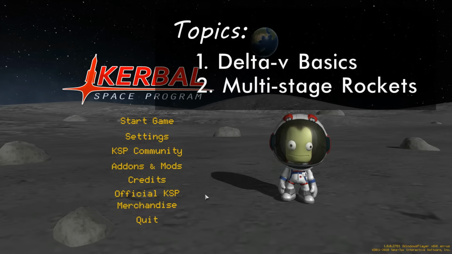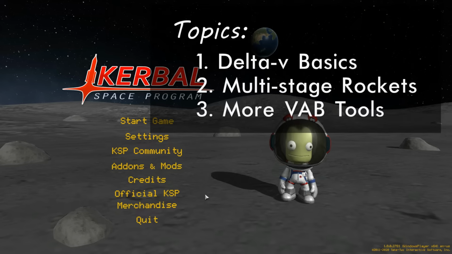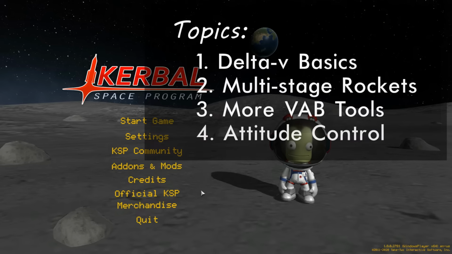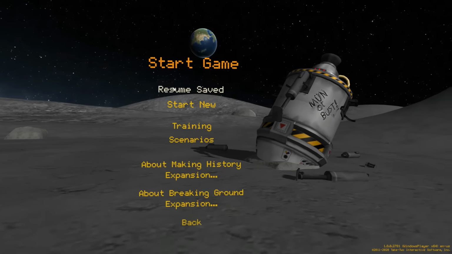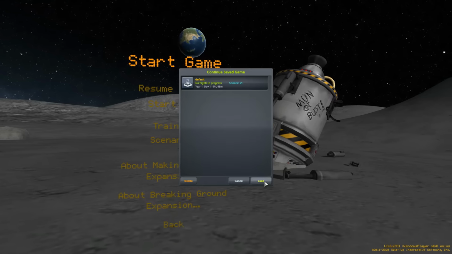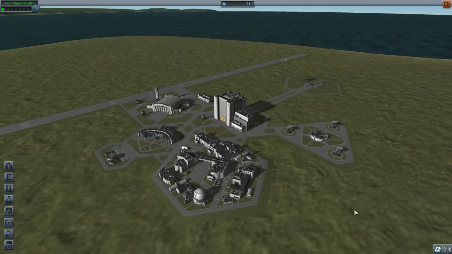And in the process of building this multi-stage rocket, we're going to explore some additional VAB tools that we haven't talked about yet. We're also going to talk about attitude control. How is it that we control which way our rocket is pointing and which methods of attitude control we're going to employ in this rocket. But let's not delay this any further. Let's start our game and get ourselves to the KSC.